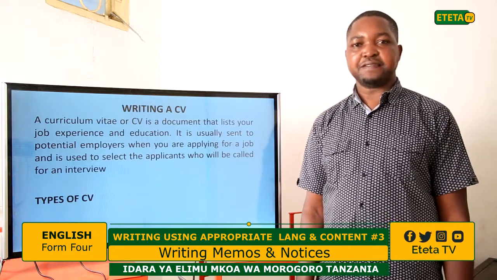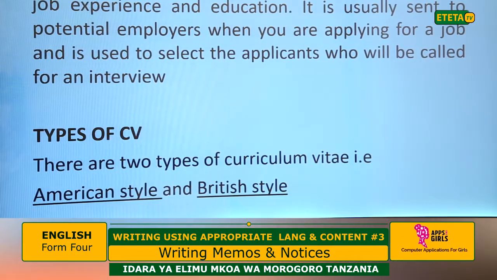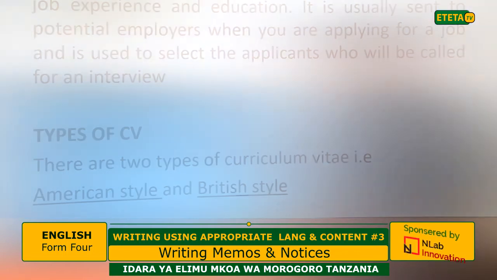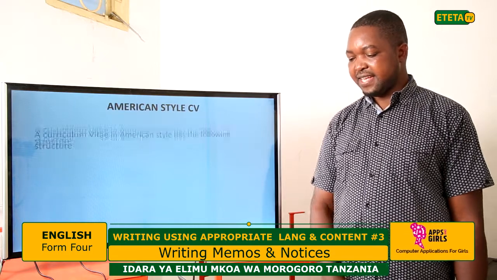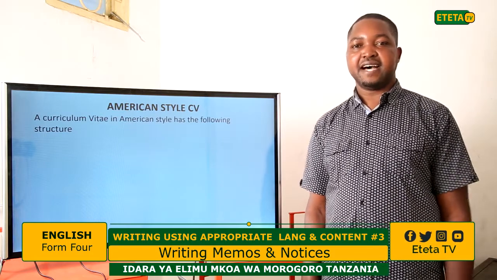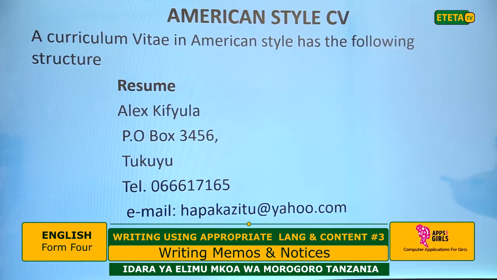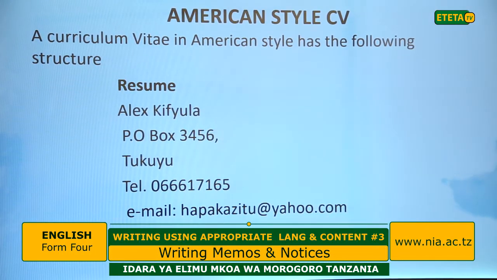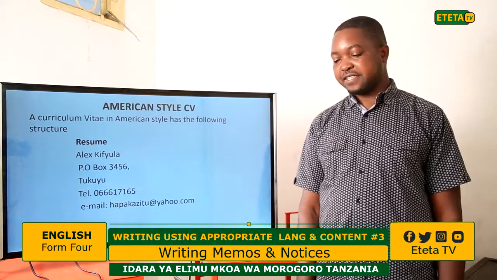Now, we have different types of CVs, but basically we have two types. The first type is known as the American style CV, and the second one is known as the British style CV. And therefore we are going to learn both. Let us start with the American style CV. A CV in American style has a certain structure different from the British style, and this is the structure.